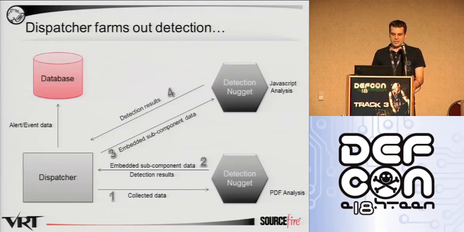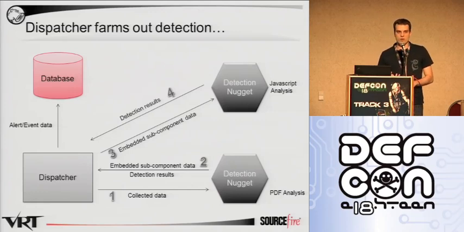All of the detection results, both from the subcomponent and the PDF nugget, are coordinated via something called an event ID, and all that information is stored in our database for later access.